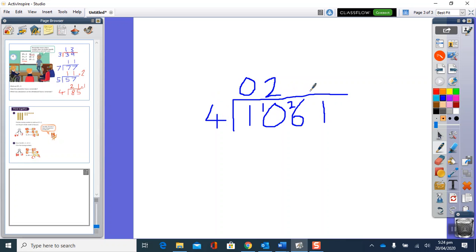4s into 26. Now I don't know this one off the top of my head, so I'm going to count up in my 4s. 4, 8, 12, 16, 20, 24. So 24 is the nearest I can get to it without going over, and that is 6 times 4. So I'll put a 6 up here, and I'll carry the 2 that was left over to here, to 21. 4s into 21, I know that 5 4s are 20, so I'll put a 5 here. And my remainder from 20 to 21 is going to be 1.